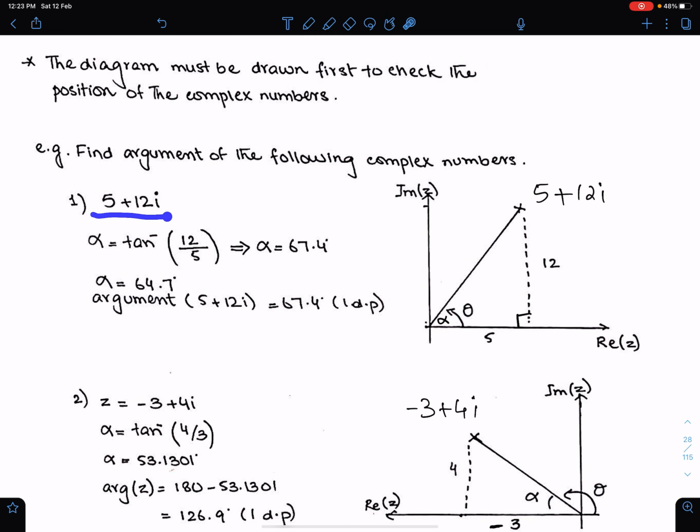Now the question is, find the argument of this complex number. So first sketch this number. This plus 5 means 5 units to the right, and this plus 12 means 12 units up. So 5 and 12. So this number is here and its argument is here. So find alpha. Alpha is tan inverse 12 upon 5, it's 67.4, and this is the argument of this complex number, because in first quadrant theta is alpha. Write your answer up to 1 decimal place.